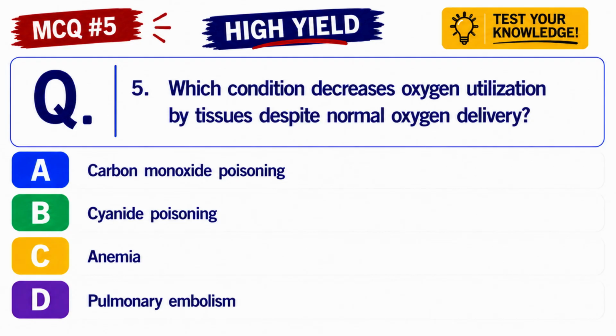space. Question 5. Which condition decreases oxygen utilization by tissues despite normal oxygen delivery? A. Carbon monoxide poisoning. B. Cyanide poisoning. C. Anemia. D. Pulmonary embolism. The answer is B.